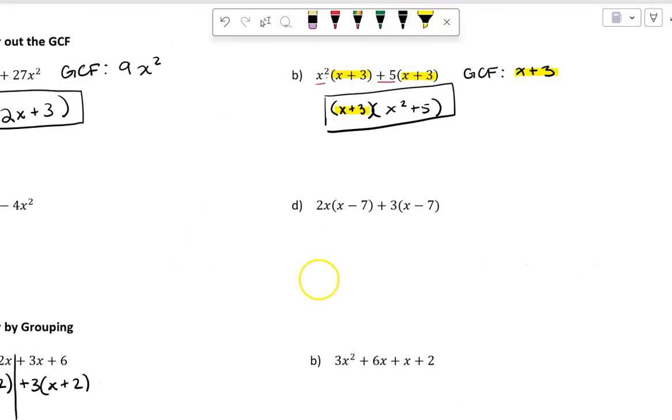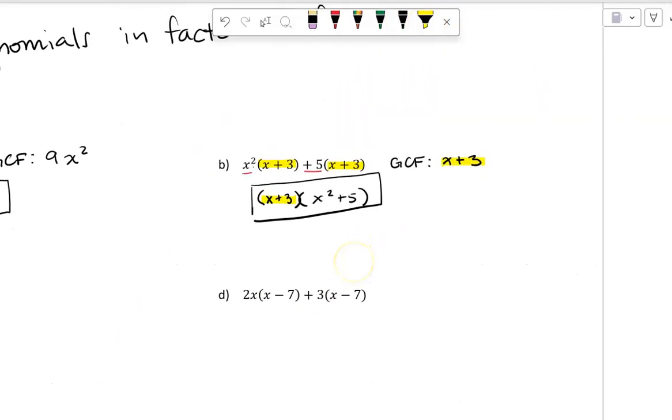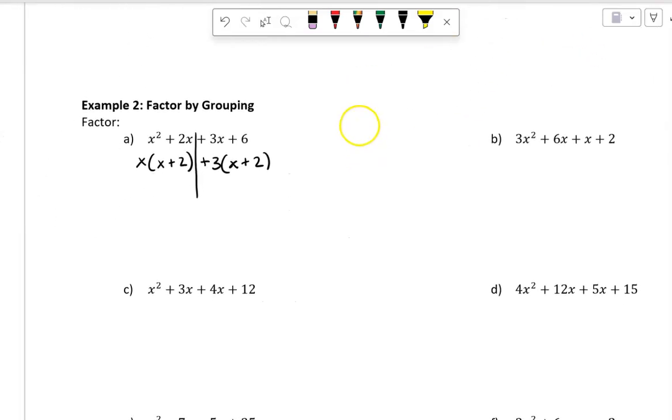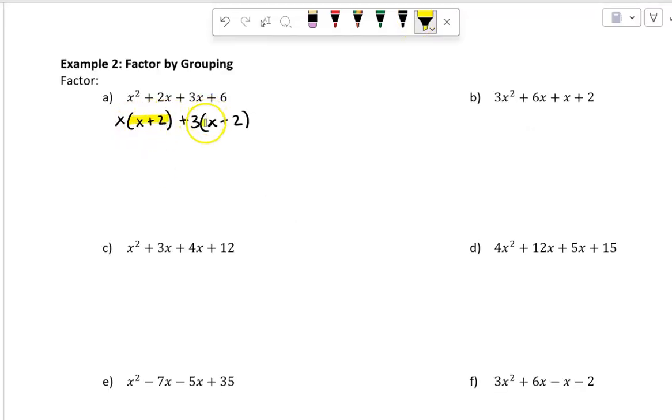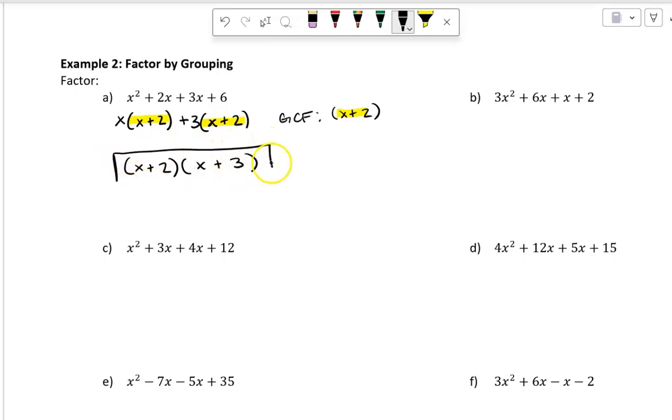Well, this is just like the previous GCF problem up here, where we notice that we have matching sets of parentheses. And what we want to be able to realize is that when you have a matching set of parentheses, like x plus 2 right here, it's actually considered a GCF, which is why this factoring method works. What we're really doing is finding a GCF in each half and pulling that GCF out to the front. And this would be my final answer for factoring by grouping.